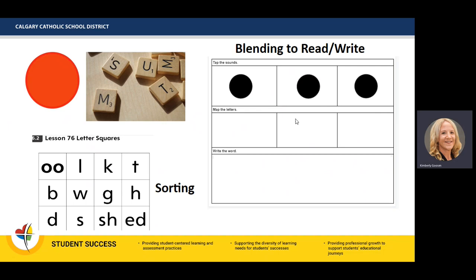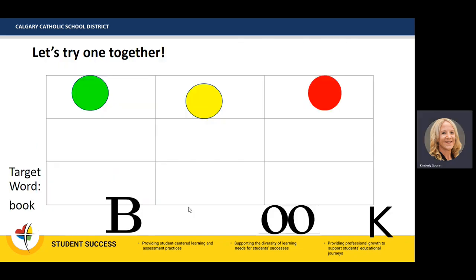So this is an Elkonin box that I created. So you would tap out the sound. You would then map out those letters. So here are the letter squares that come with the lesson. And then they could actually write out the word. You could put this into a sleeve, a protective sleeve, or you could create this and have this on a whiteboard. So for example, my target word is book.